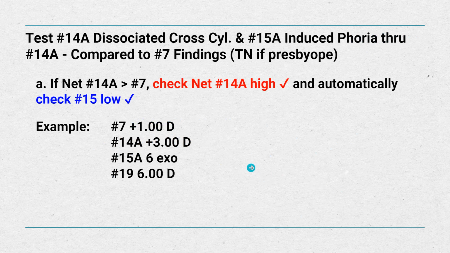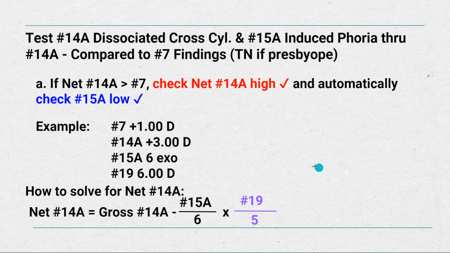Okay, let's proceed with test number 14a, dissociated cross-seal, and number 15a, induced Fourier through number 14a. We will compare net number 14a to number 7, so we have 5 rules for this. The first rule is if net number 14a is greater than number 7, you check net number 14a high and automatically check number 15a low. Here is an example.